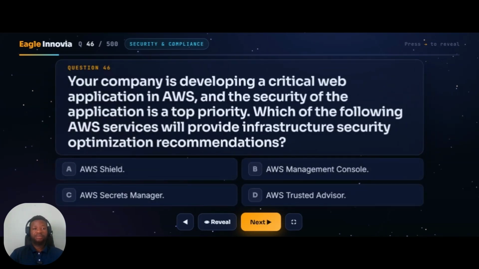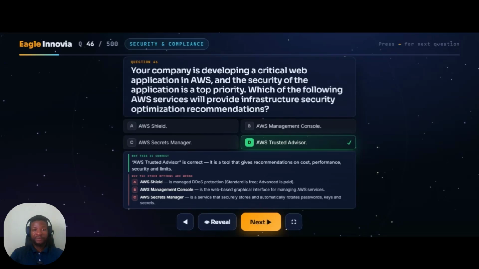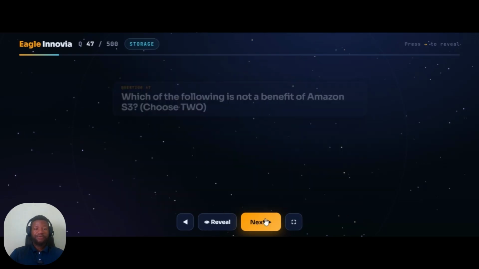Question number 46. Your company is developing a critical web application in AWS, and the security of the application is a top priority. Which of the following AWS services will provide infrastructure security optimization recommendations? A, AWS Shield. B, AWS Management Console. C, AWS Secrets Manager. D, AWS Trusted Advisor. The correct answer is AWS Trusted Advisor. It is a tool that gives recommendations on cost, performance, security, and limits.